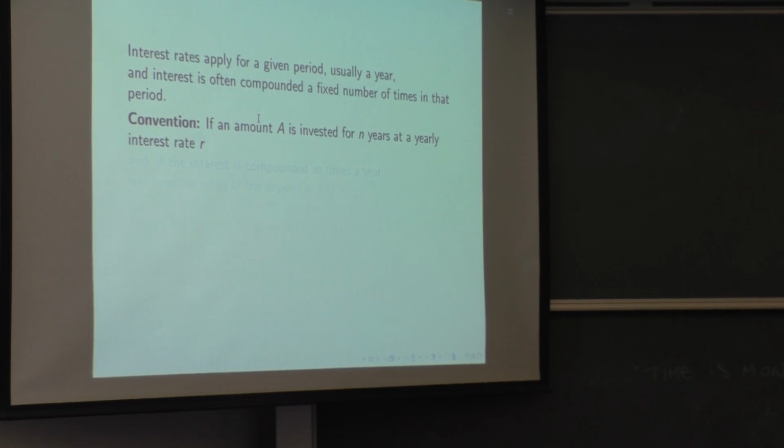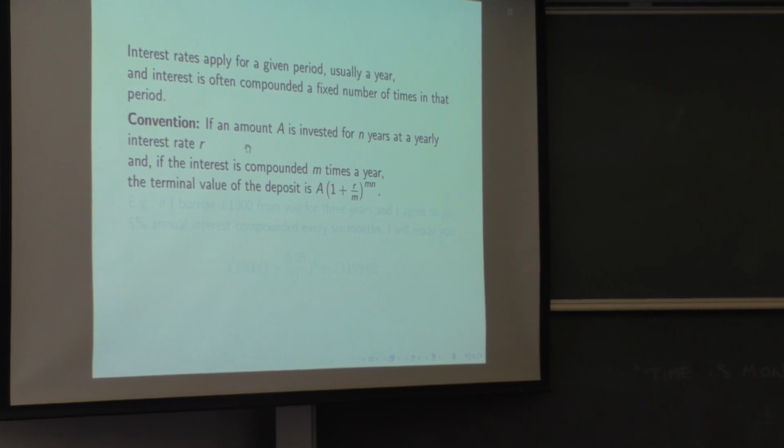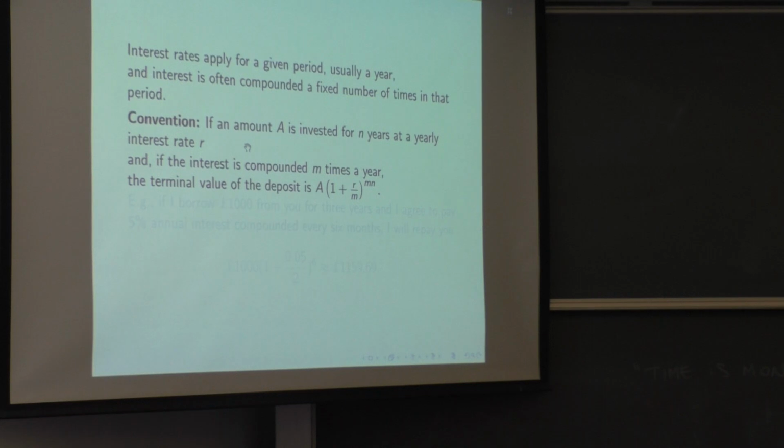and you deposit this for n years and you're getting a yearly interest rate of R, and suppose that the interest is compounded m times a year. So during this period of n years, you're going to get how many interest payments? M times n. M interest payments every year for n years. Then if you want to know what's going to be the terminal value of your deposit, how much money you're going to have after all these n years, the answer is, well, you start with your deposit.